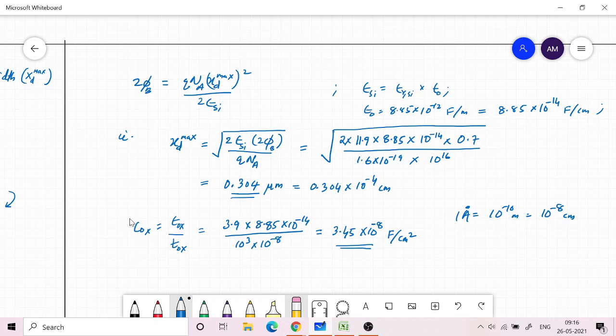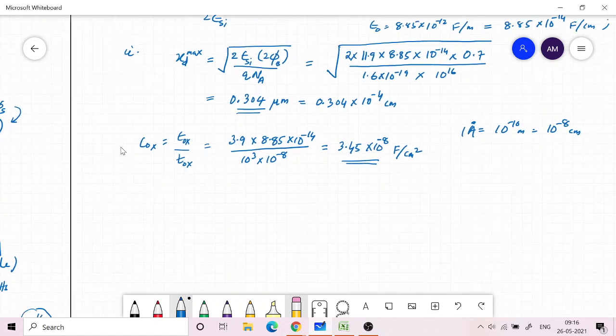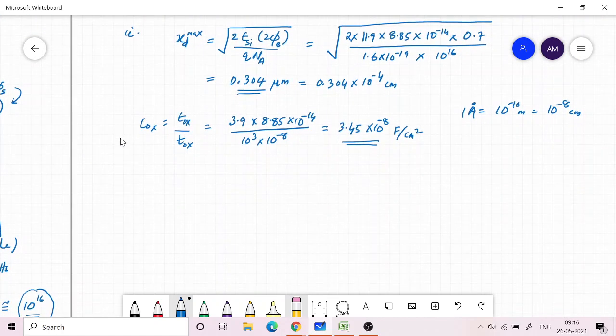So now we can evaluate psi ox. That is the voltage drop across the oxide layer. So that is going to be, what was the relationship?